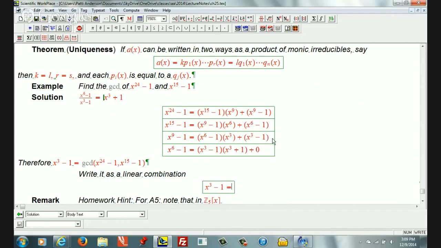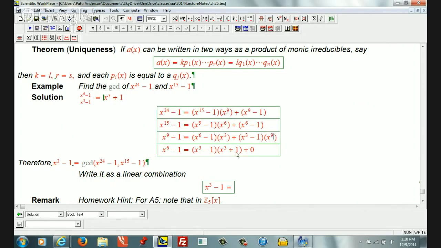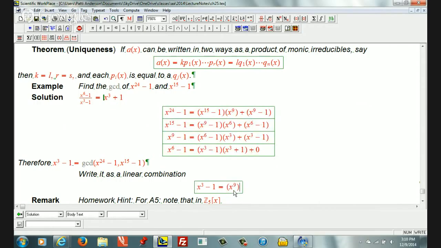Okay, so before I do that, when you're trying to write this as a linear combination, you solve this last step for the x cubed minus 1. So you're going to take this over to the previous one, and you're going to work your way backwards, back substituting. So x cubed minus 1 is equal to x to the 9th minus 1 minus x to the 6th minus 1, and then outside, that's going to be an x cubed.